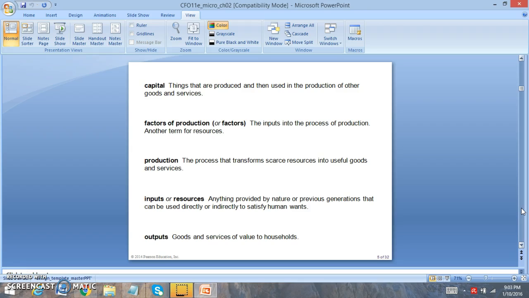And the factors of production, there are four of them: entrepreneurs, land, labor, capital. You'll notice that entrepreneurs are the most important, because entrepreneurs are the ones that gather the other resources to make the appropriate decisions in our economy.